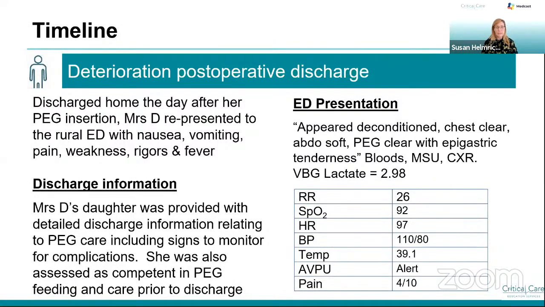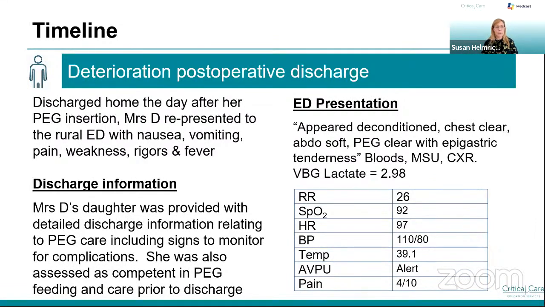So on presentation at the rural hospital, the senior medical officer examined Mrs. D and on examination noted that she did appear quite deconditioned. Her chest was clear and her abdomen was soft, but there was some epigastric tenderness around the PEG site. Her observations were as charted, and of note was an increase in her respiratory rate and a drop in her oxygen saturation level, and she had quite a high temperature at this stage of 39.1.